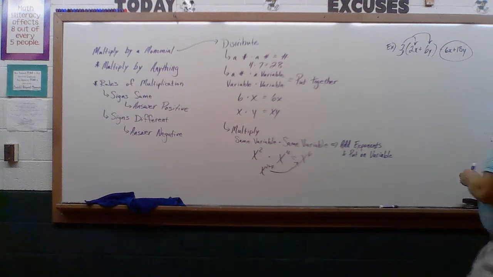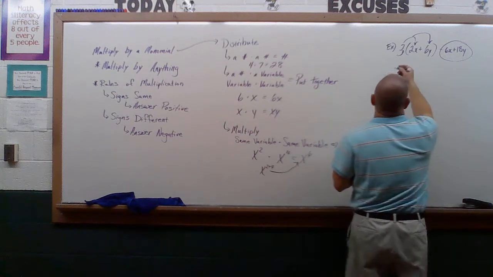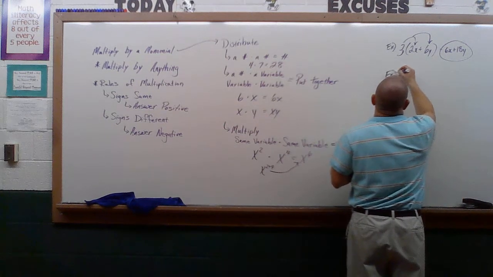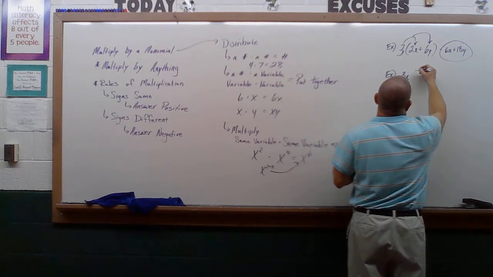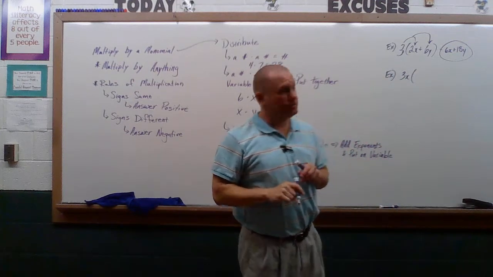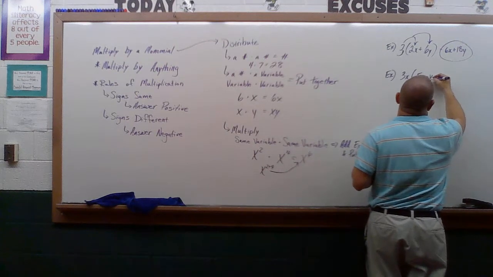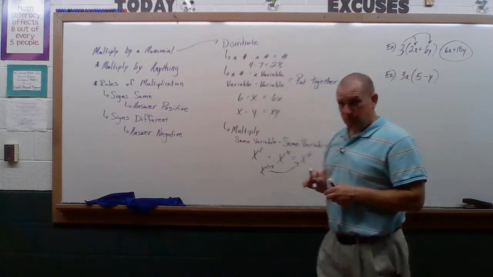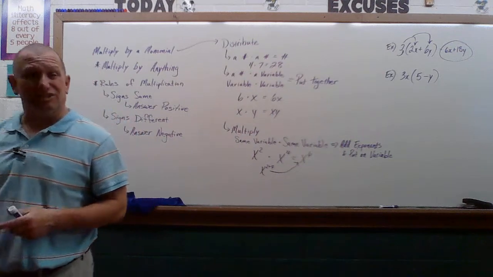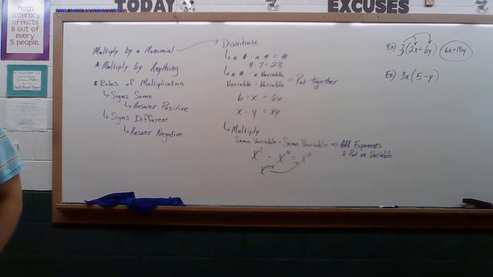So now we take a variable and a number on the outside. So 3x times 5 minus y. Now remember, the minus sign is actually the sign of that term too, right? So my y in this problem is negative.